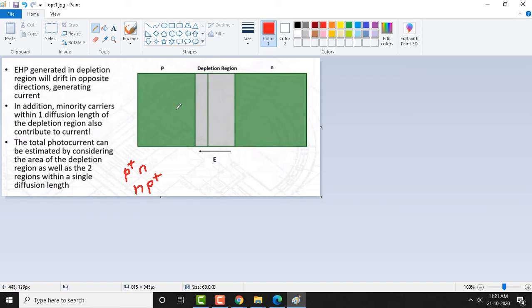N P plus. I think both are the same. I must change this. This must be N plus P. I must show this as N plus P. Now, tell me what kind of junction this is now.